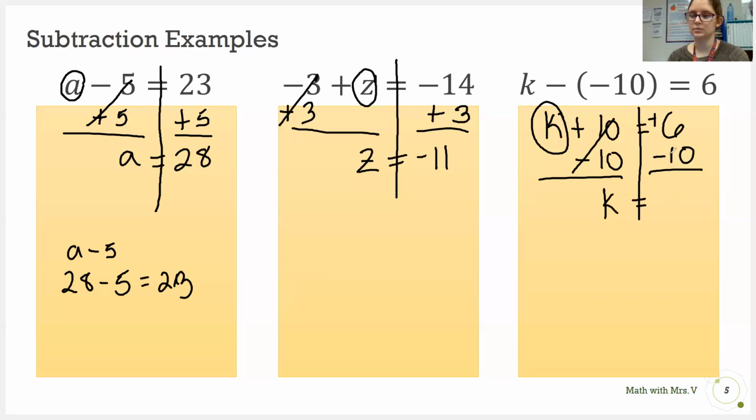Different signs tell me to subtract. 10 minus 6 is 4. I have more negatives, so K equals -4.